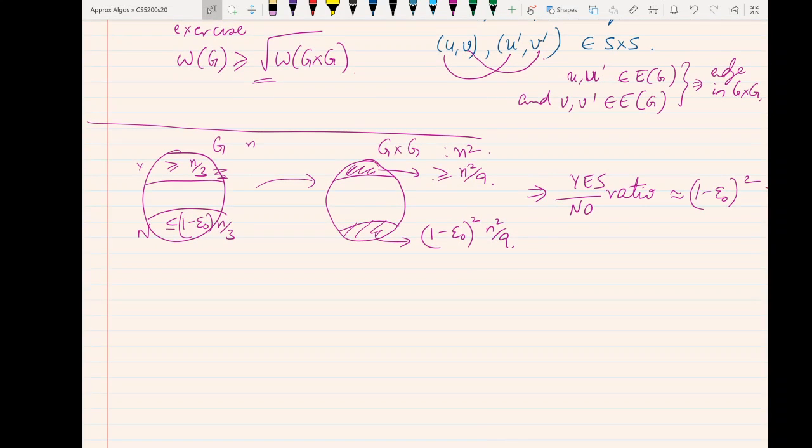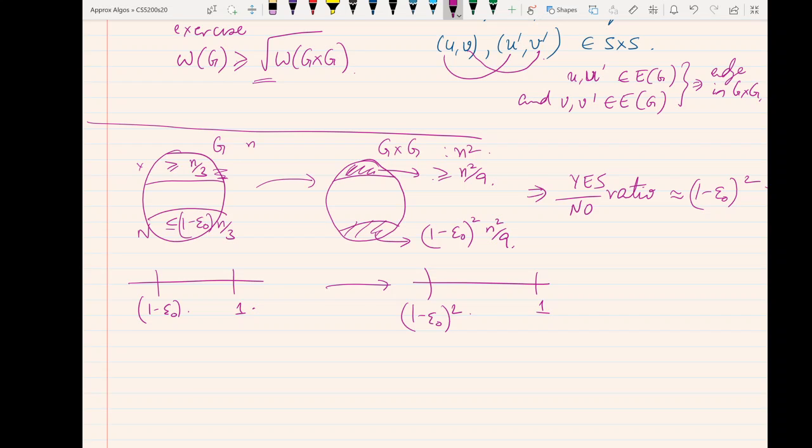Now, what has this done? Effectively, you can see that this has improved the gap between what was, say, 1 versus 1 minus epsilon 0 multiplied by some same factor, to 1 versus 1 minus epsilon 0 whole squared. Okay, and this has come at a cost, that is, you're increasing the size of the graph G, but you're still increasing it to just the square of the number of vertices. Okay, so if you could solve the G cross G problem, you could solve the G problem.